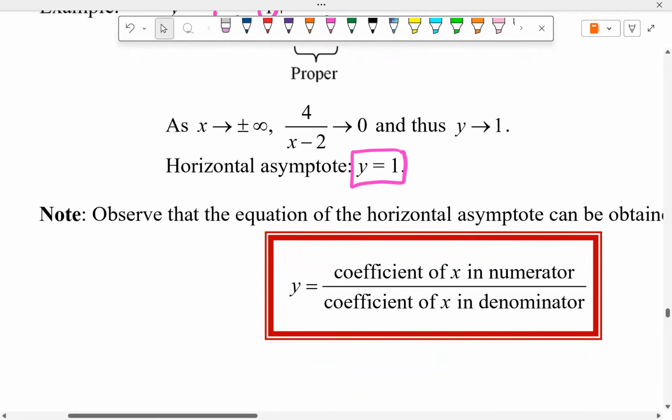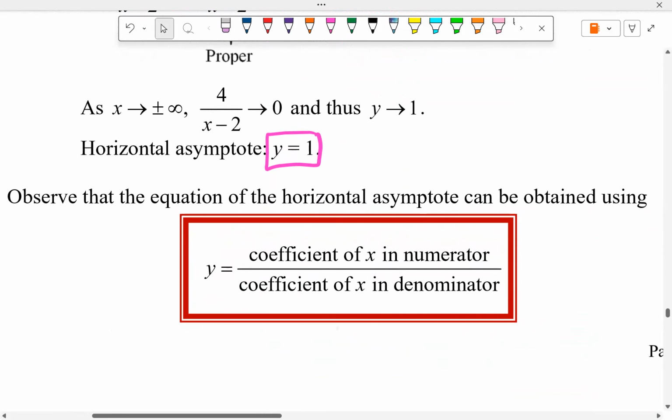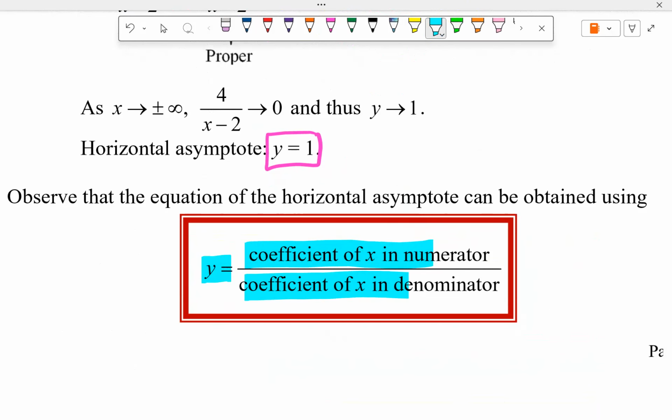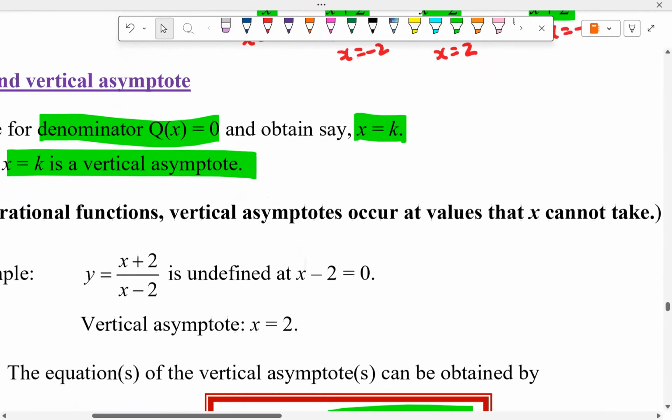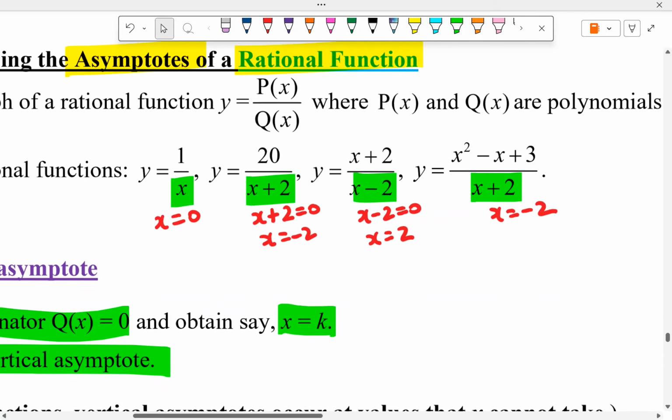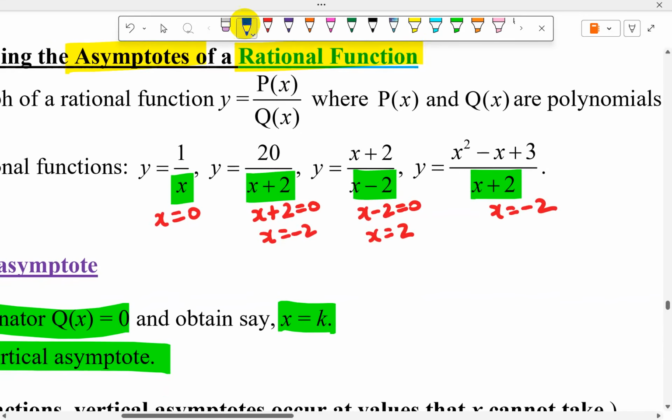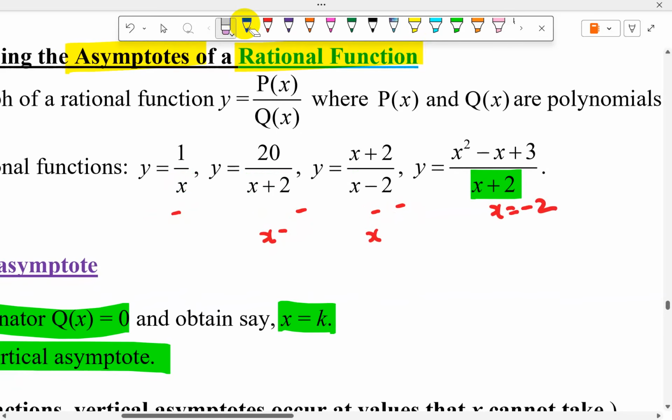Earlier on in the previous page, we also shared a shortcut. You can get the horizontal asymptote equation by just taking the coefficient of x in the numerator and dividing it by the coefficient of x in the denominator. Let me show you an example over here. Now we are focusing on the horizontal asymptote, so let me just erase all this vertical asymptote information.